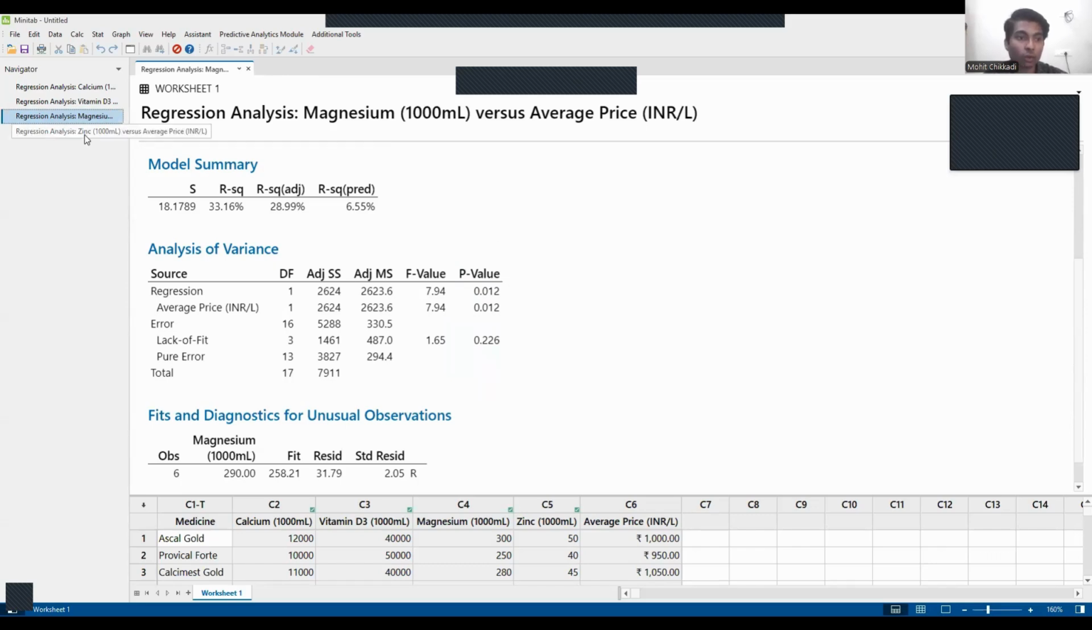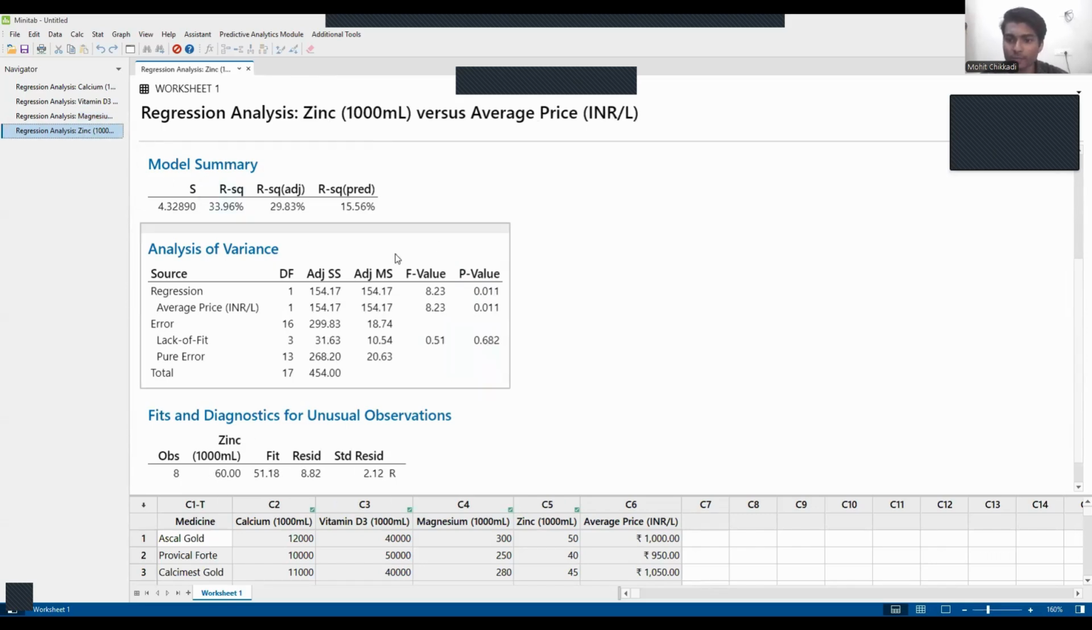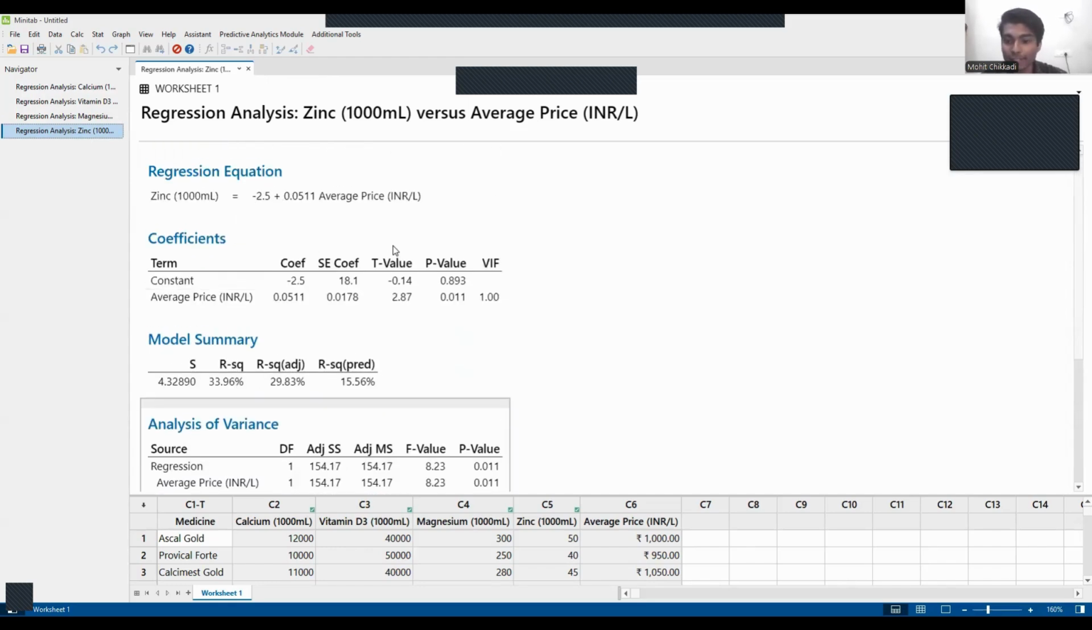We can then go to the zinc. So finally, let's analyze the zinc. The equation is minus 2.5 plus 0.0511 into the average price. The R squared value is 33.96 percent. This is about the same as it was for magnesium. The p-value is 0.011, which is less than 0.05, meaning that we can infer that a change in the average price will statistically mean a change in the content of zinc.